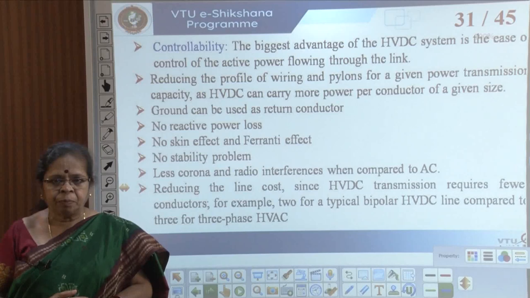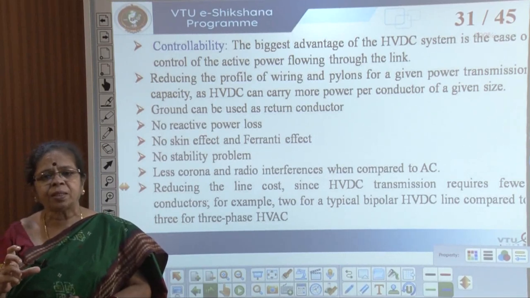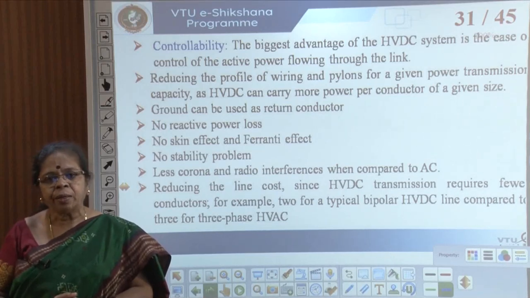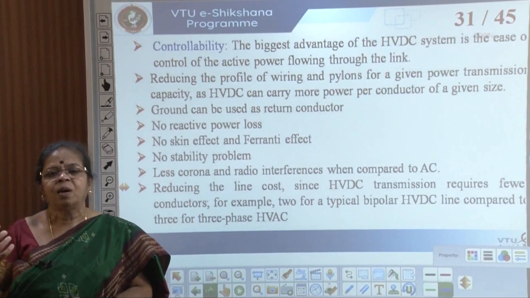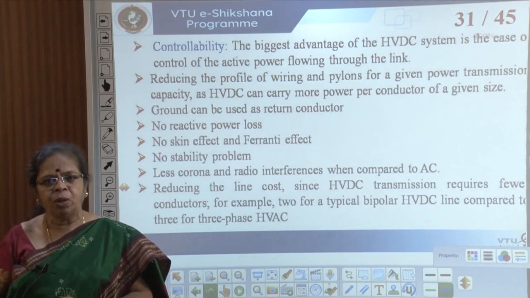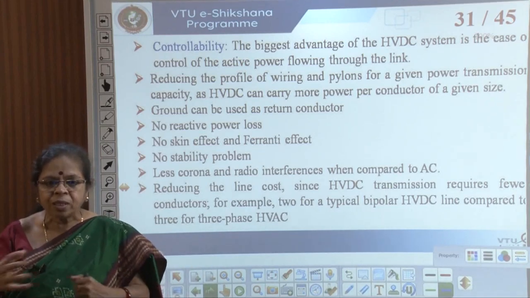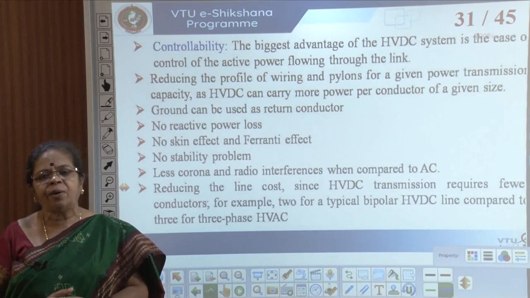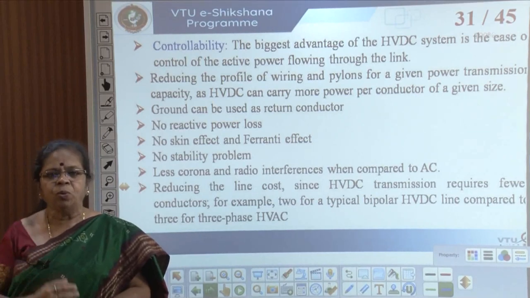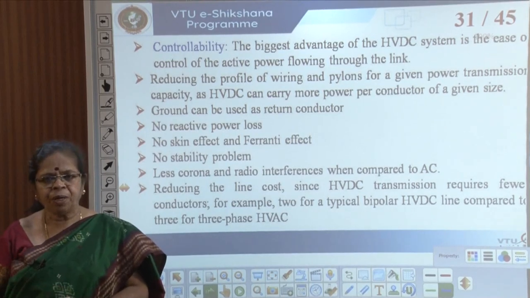We do not have skin effect. Skin effect is an effect where the effective resistance of a conductor is increased because of the frequency. And the Ferranti effect is where the capacitance of the line causes high voltages at the receiving end during no load. We'll see more of this in module number 2. And we don't have any problem of stability because there is no synchronization, there is no frequency to synchronize. And you have lesser corona and radio interference when compared to AC. And therefore, the line cost is reduced in HVDC. So we will end this session here and continue from here in the next session.